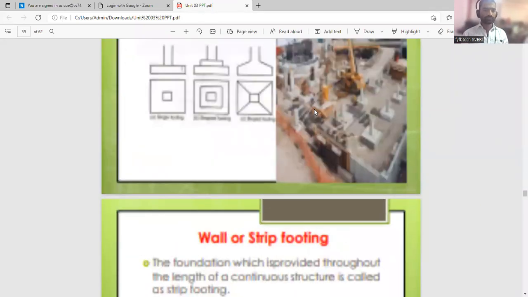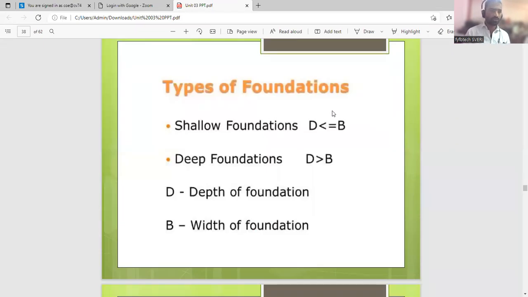Coming to this foundation, I will try one simple diagram so that you will understand. Is it visible? Whatever I am writing, is the screen visible to everybody? Yes, sir. Okay.